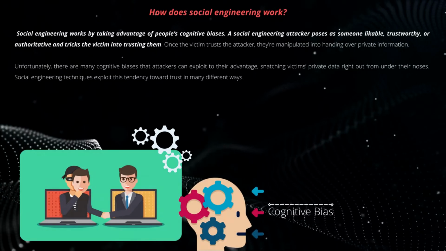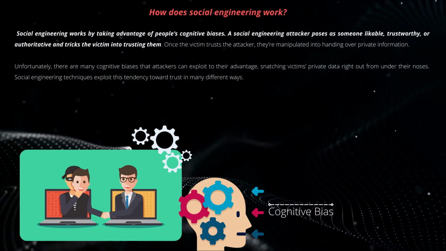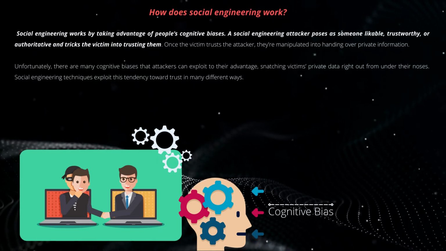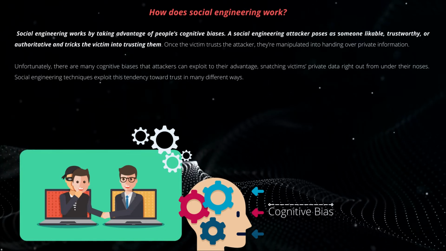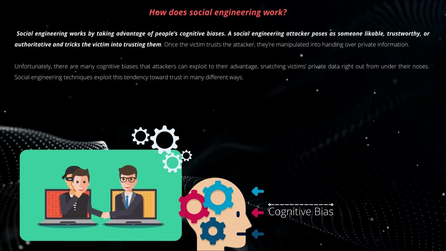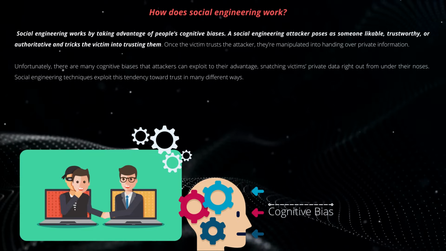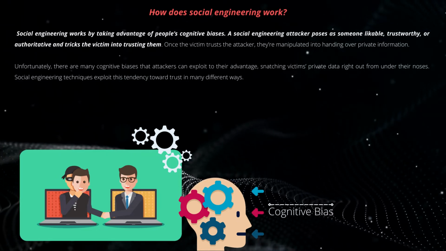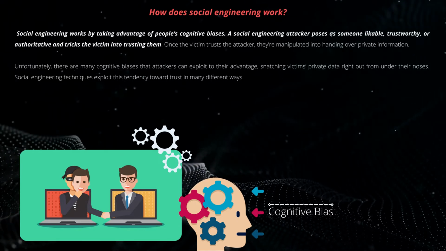Social engineering works by taking advantage of people's cognitive biases. A social engineering attacker poses as someone likable, trustworthy, or authoritative and tricks the victim into trusting them. Once the victim trusts the attacker, they're manipulated into handing over private information. Unfortunately, there are many cognitive biases that attackers can exploit to their advantage, snatching victims' private data right out from under their noses. Social engineering techniques exploit this tendency towards trust in many different ways.